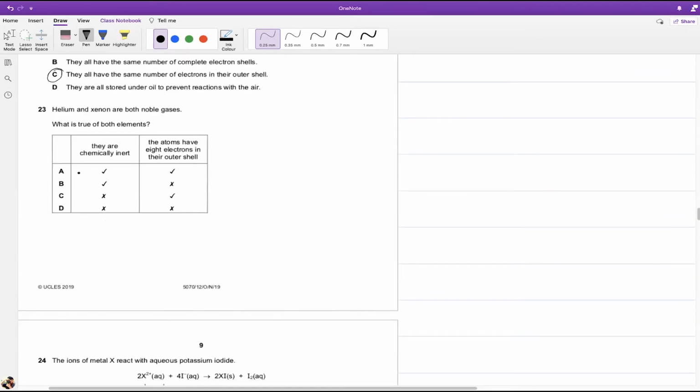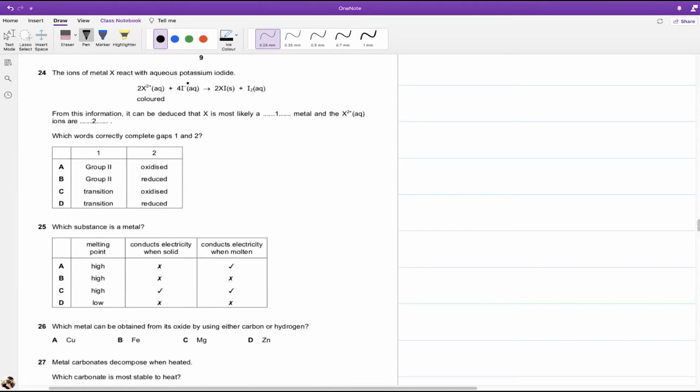All right, helium and xenon are both noble gases. What is true about both elements? They're chemically inert. Yes, they're both chemically inert. They're noble gases. The atoms have 8 electrons in the last shell. That's actually not true. It's easy to just ignore this because you're like, oh, noble gases. But you see, helium has 2 in the last shell and xenon will have 8. So clearly this one's wrong. So they're chemically inert, yes, no. So that is B.